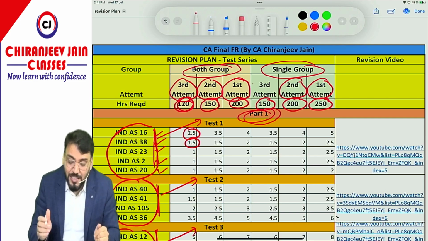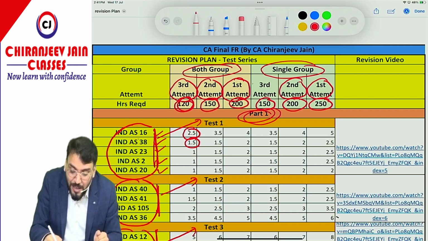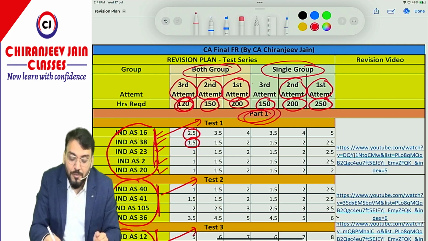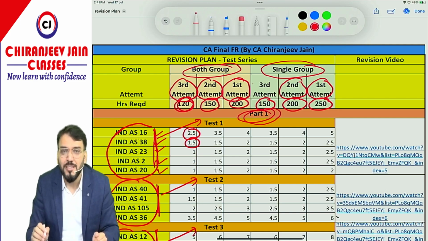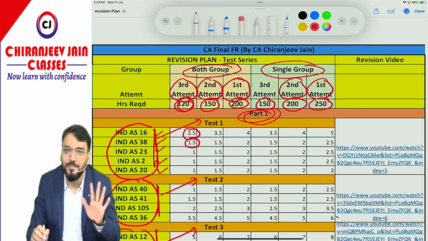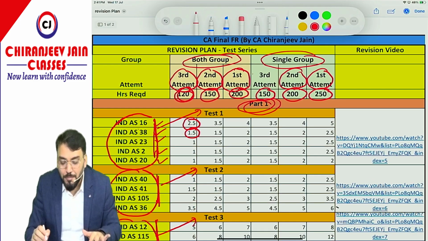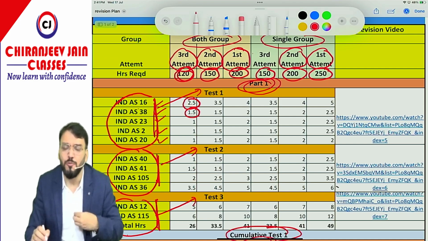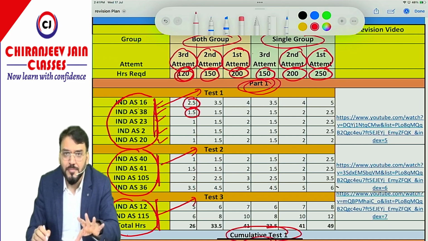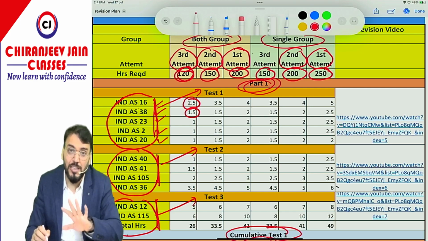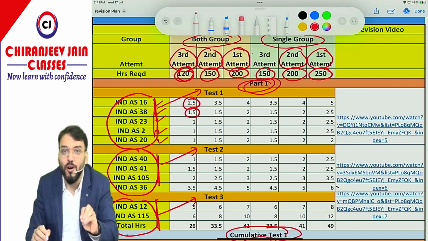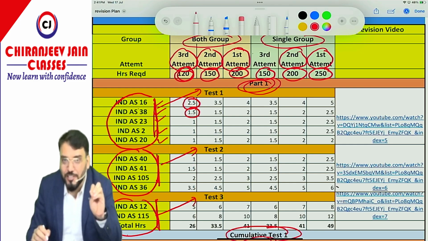Now, my suggestion is that any student who is writing this FR exam for the first time, whether single group or both groups, can I say they should always write a test. My suggestion is that if you have sufficient time, because I don't know about your preparation for other subjects, so if you feel that you have sufficient time, you should go for chapter wise test as well as cumulative test as well as grand mock test.